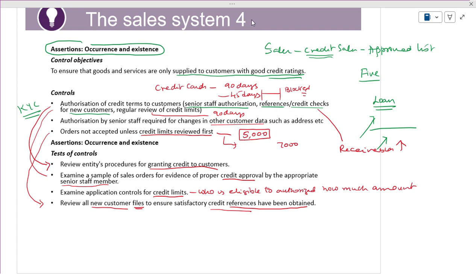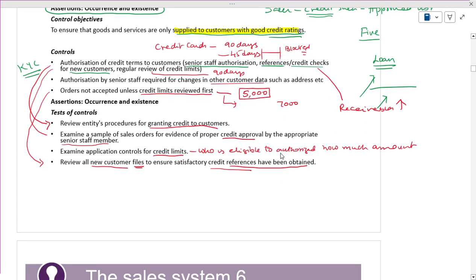Slides are not visible. Pardon? Slides are not visible. One minute, coming soon. It's clear now? Yeah.